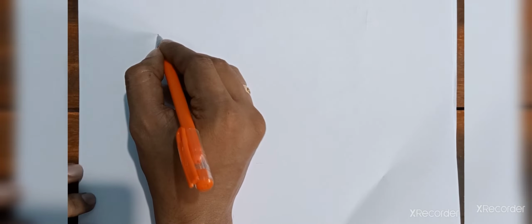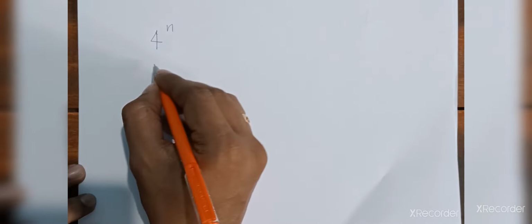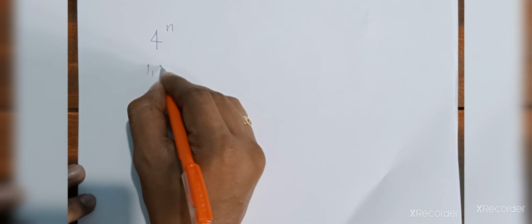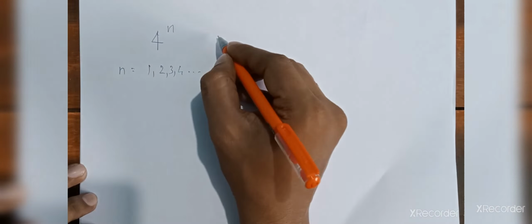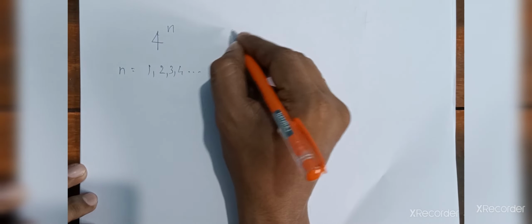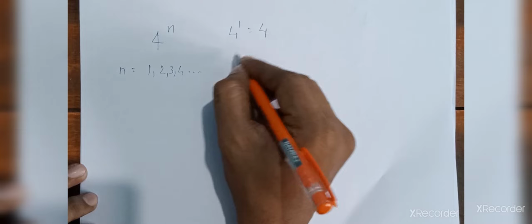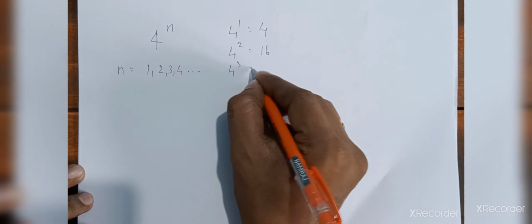So 4 raised to n. n can have values of any natural number. n can be 1, 2, 3, 4, etc. If we are checking the values of n with 1, 2, 3, 4, for example 4 raised to 1 is 4, 4 raised to 2 is 16, 4 raised to 3 is 64. So the question is, for any value of n, can we get a value ending with 0?